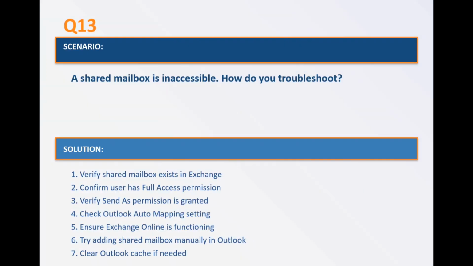Scenario 13. A shared mailbox is inaccessible. How do you troubleshoot? Verify that the mailbox exists and confirm the user has Full Access or Send As permissions. Check Outlook auto-mapping and ensure Exchange Online is functioning normally.